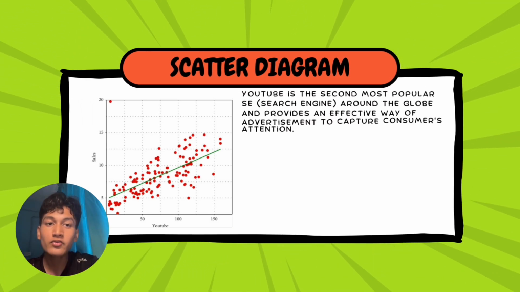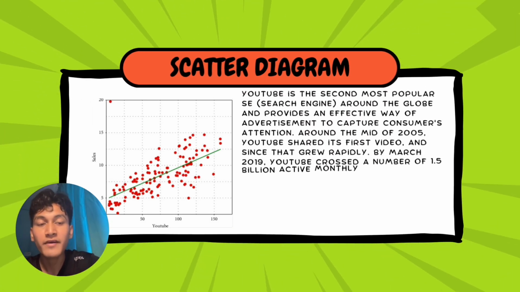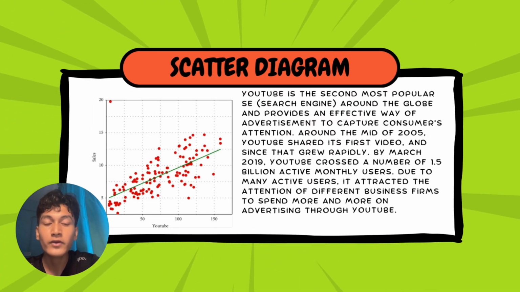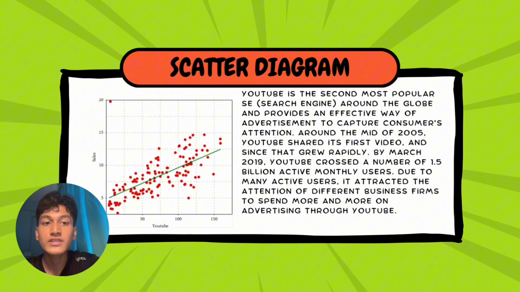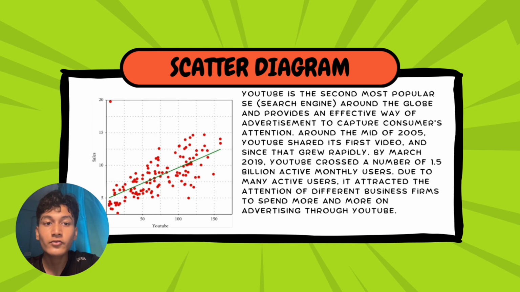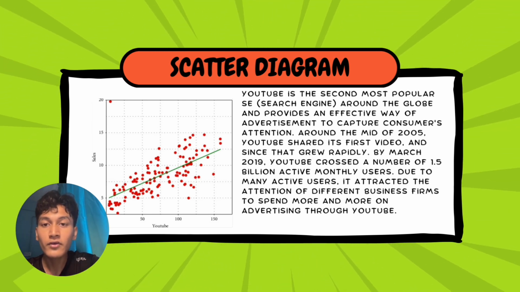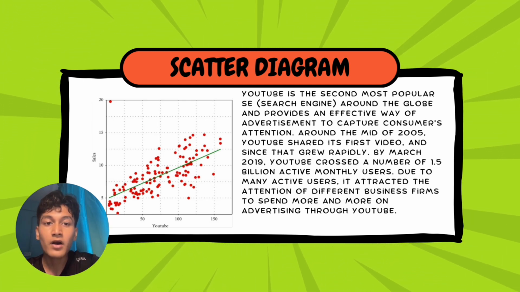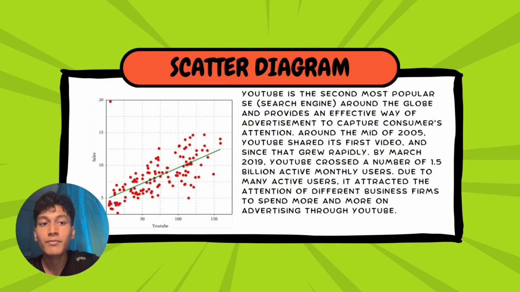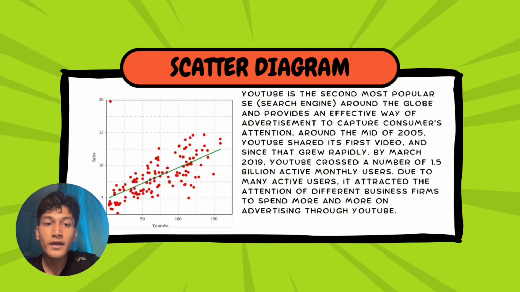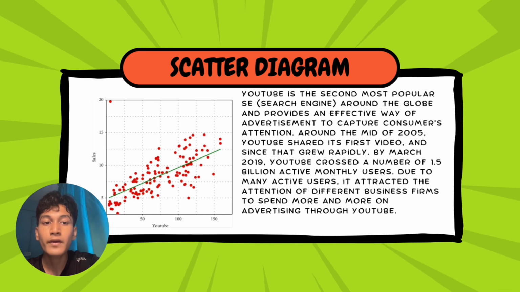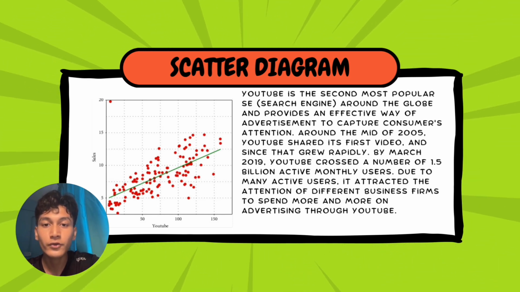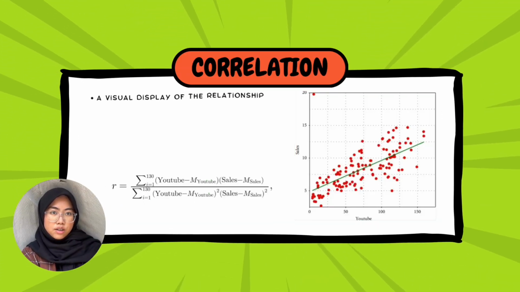YouTube is the second most popular search engine around the globe and provides an effective way of advertisement to capture consumers' attention. Around the mid of 2005, YouTube shared its first video and since then it grew rapidly. By March 2019, YouTube crossed 1.5 billion active monthly users. Due to many active users, it attracted the attention of different businesses and firms to spend more and more on advertising through YouTube. Next is correlation.